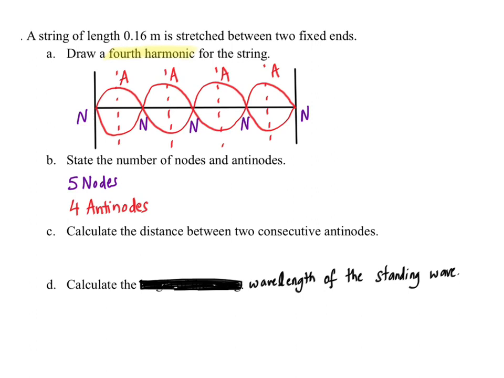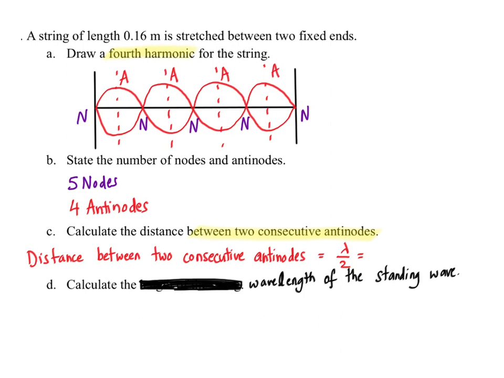So 4 antinodes. Calculate the distance between two consecutive antinodes. So the formula is lambda over 2 for two consecutive antinodes. But we don't know what's the wavelength. If you see the next question, it's asking to calculate the wavelength of the standing wave. So let's first calculate the wavelength.